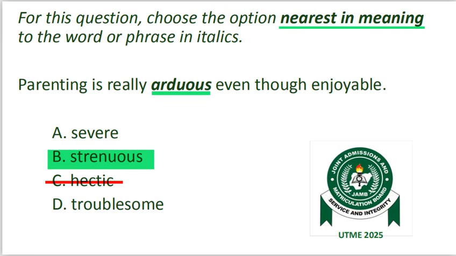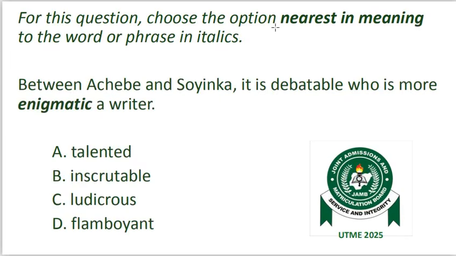Still on nearest in meaning. For this question, choose the option nearest in meaning to the word or phrase in italics. Between Achebe and Soyinka, it is debatable who is more enigmatic a writer. Enigmatic is in italics. A. Talented. B. Inscrutable. C. Ludicrous. D. Flamboyant. Enigmatic means mysterious or difficult to understand.